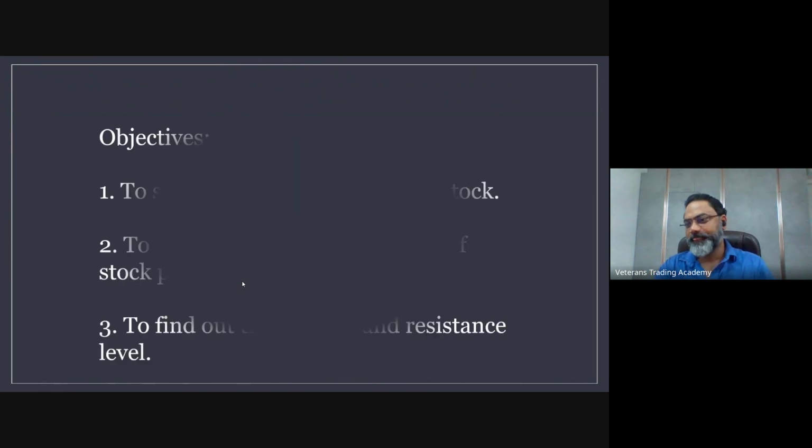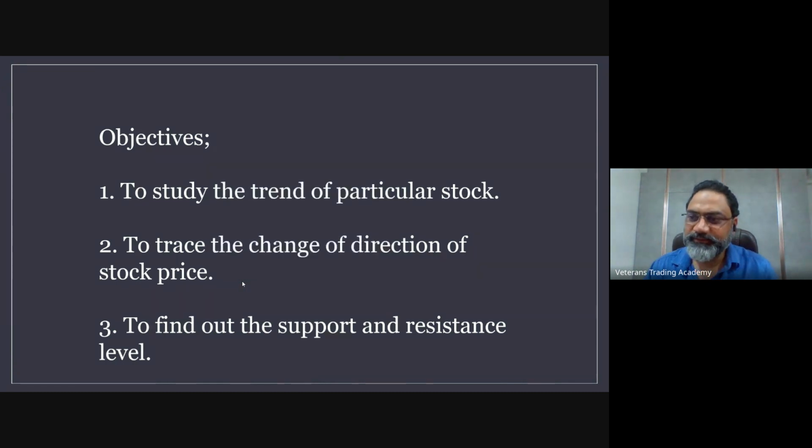What happens in a trend line? It helps in finding out the trend of a stock, and it also helps in finding out if there's a change in the direction of a trend, and of course with the help of support and resistance levels.